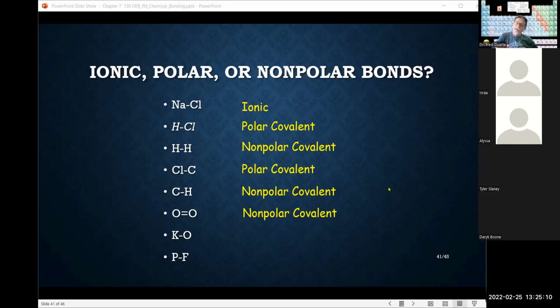Potassium and oxygen, we have a metal and a non-metal. Okay, so it is straightforward ionic, nothing to do with being a polar bond or a non-polar bond. It is in itself polar because it will dissolve in water very readily. Okay, but we're just talking about the fact that it's a metal and a non-metal. It's simply an ionic compound. Then phosphorus and fluoride, two dissimilar, no question here, polar covalent bond.